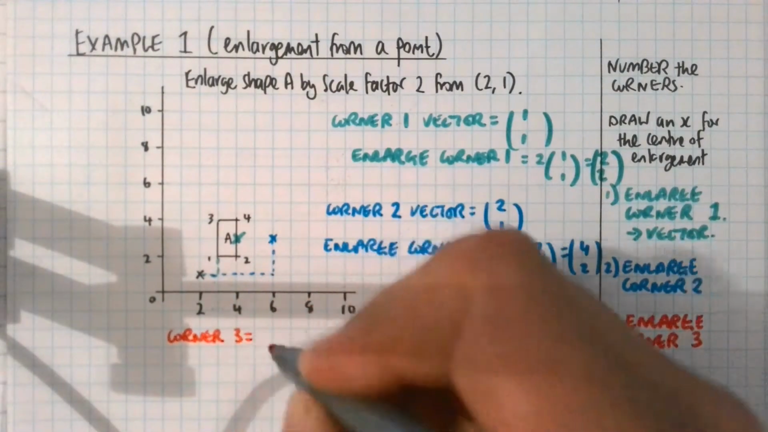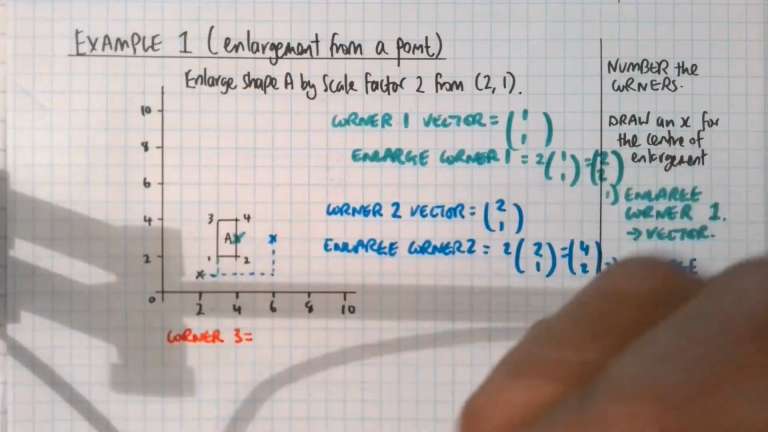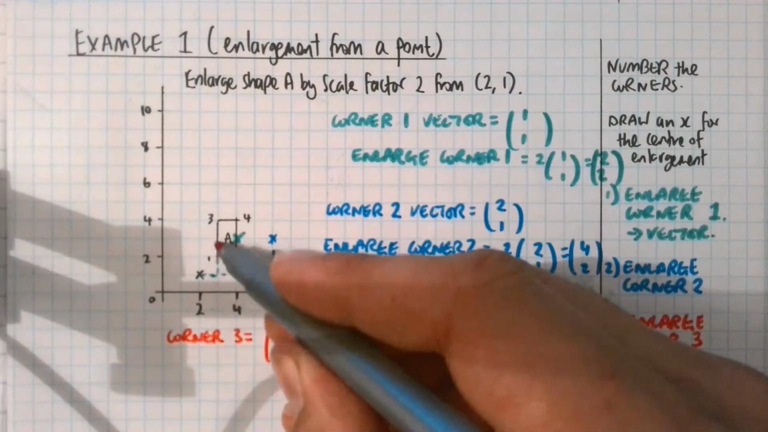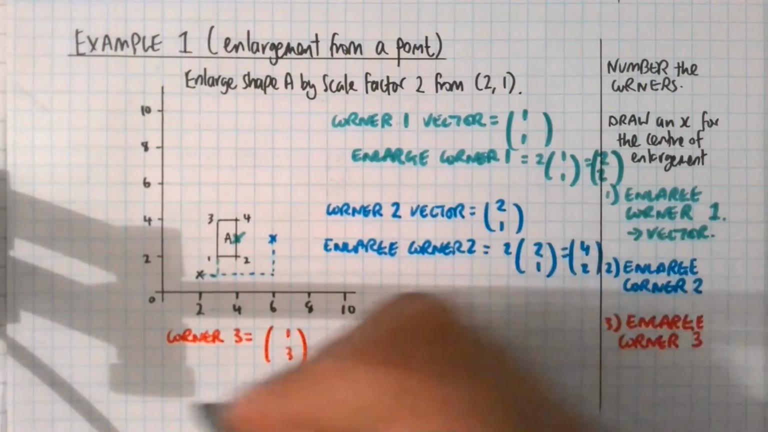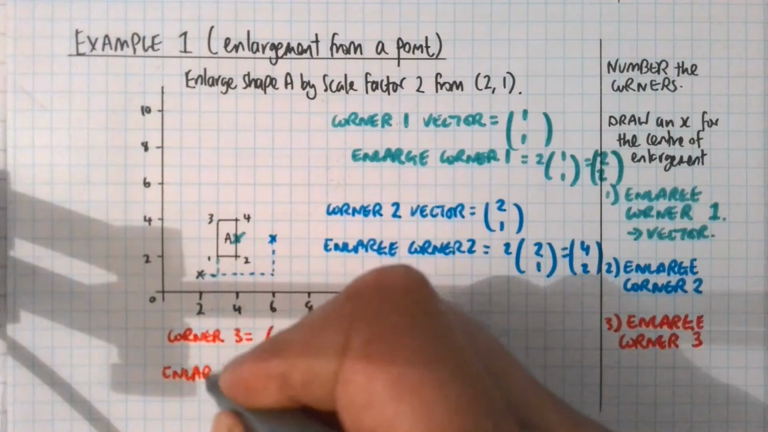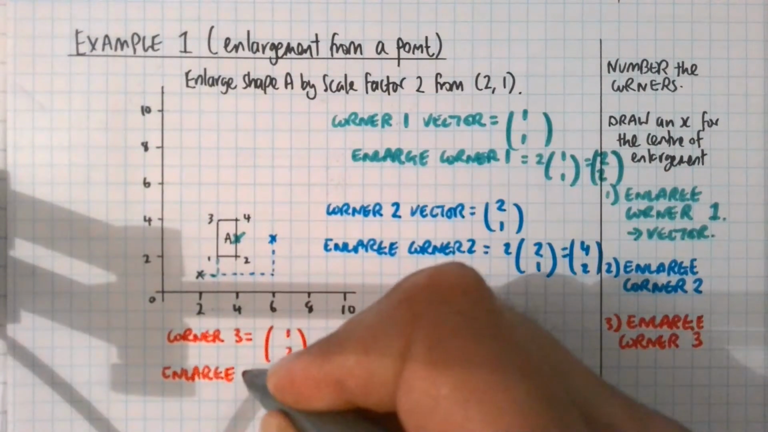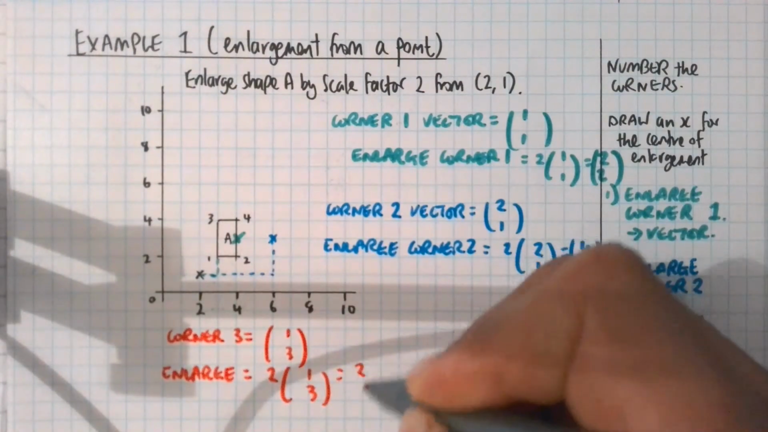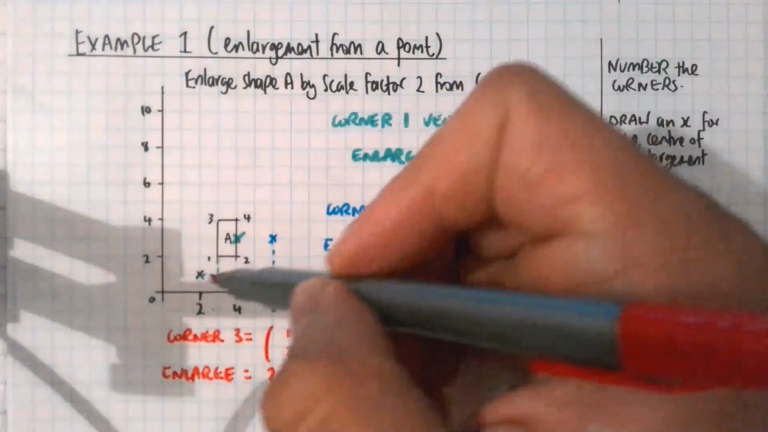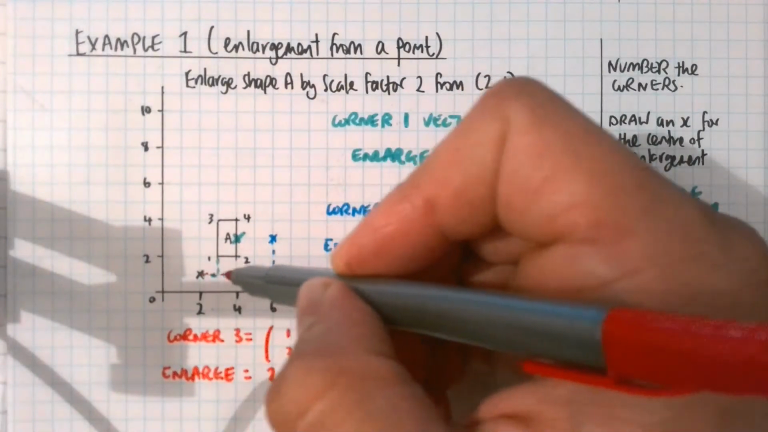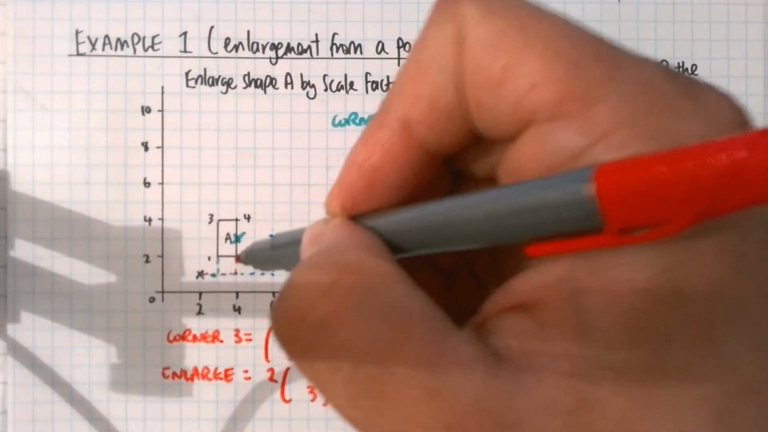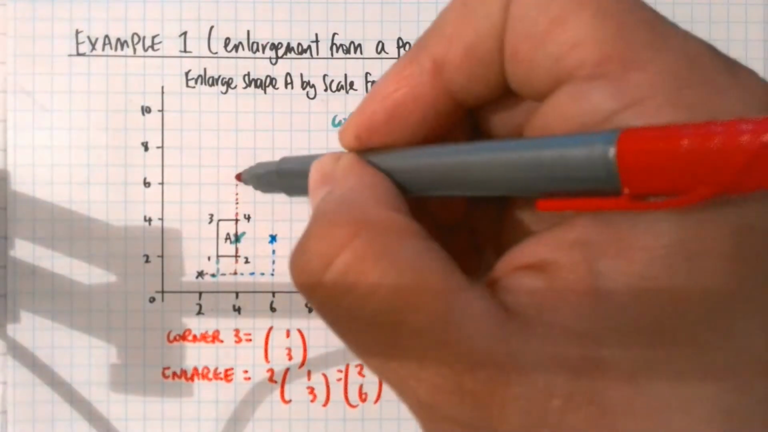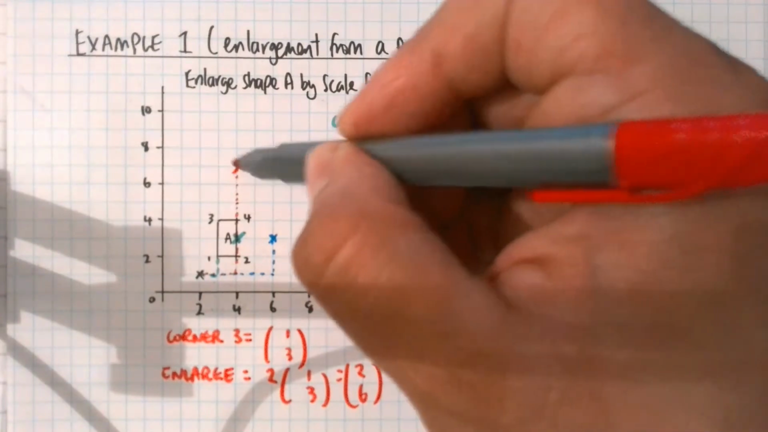Sorry about the video being a little bit blurry, but you can see that. So corner 3 is 1 across and then 3 up. So the 1 goes on top and the 3 goes underneath. And then to enlarge that, we're going to scale that vector up by 2. So I'm multiplying. So 2 times the vector is going to leave me with 2 and 6. So I'm going to go 2 across, 1, 2, and then up 1, 2, 3, 4, 5, 6. There you go, 2 across, 6 up.